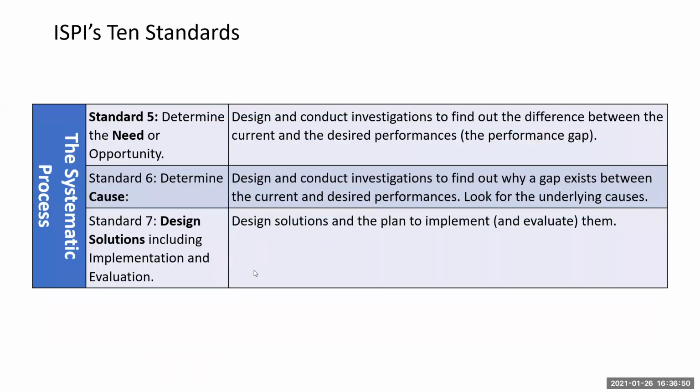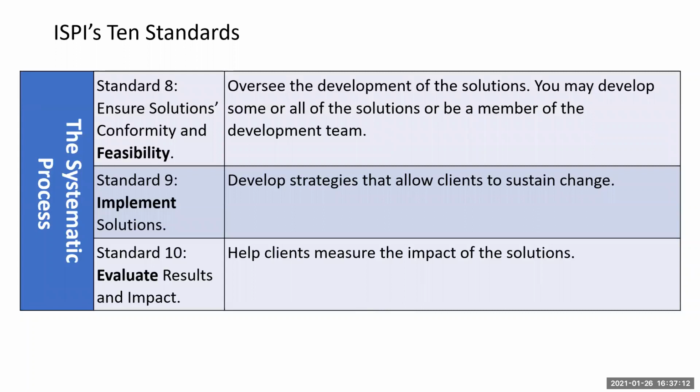So then the next set of the standards, 5 to 10, are the systematic process that we use to improve performance. I split them up into 2 slides so they're easier to read. So these are the first 3: needs analysis, cause analysis, and design. And then the remaining 3, I can't count, are developing the solutions, implementing them, and then measuring the results. So those are the 10 standards. And the reason I wanted to show them to you is I'll show you how the process model that we're going to talk about aligns with these 10 standards.